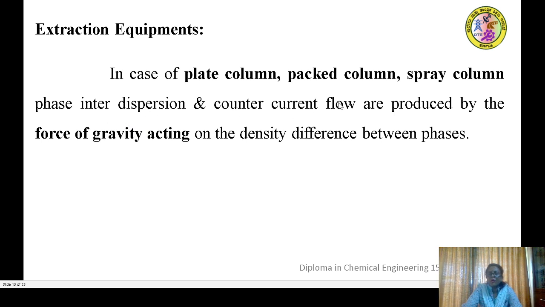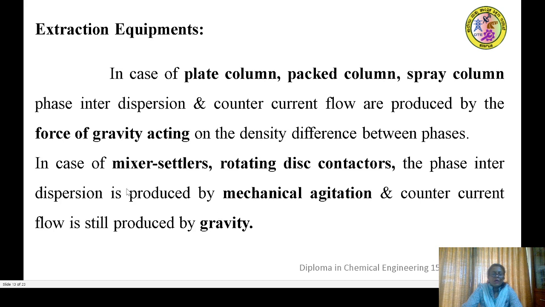That dispersion and the flow through the equipment will be produced by the gravitational force that acts on the density difference between the phases. Whereas in other types of extractors like mixer-settler and rotating disc contactor, the dispersion of the phases will be produced by mechanical agitation. Some kind of agitation mechanism is used to disperse one phase into another, and the flow will be produced by the gravitational force as before. This is how we can identify the different types of equipments used for extraction operation.